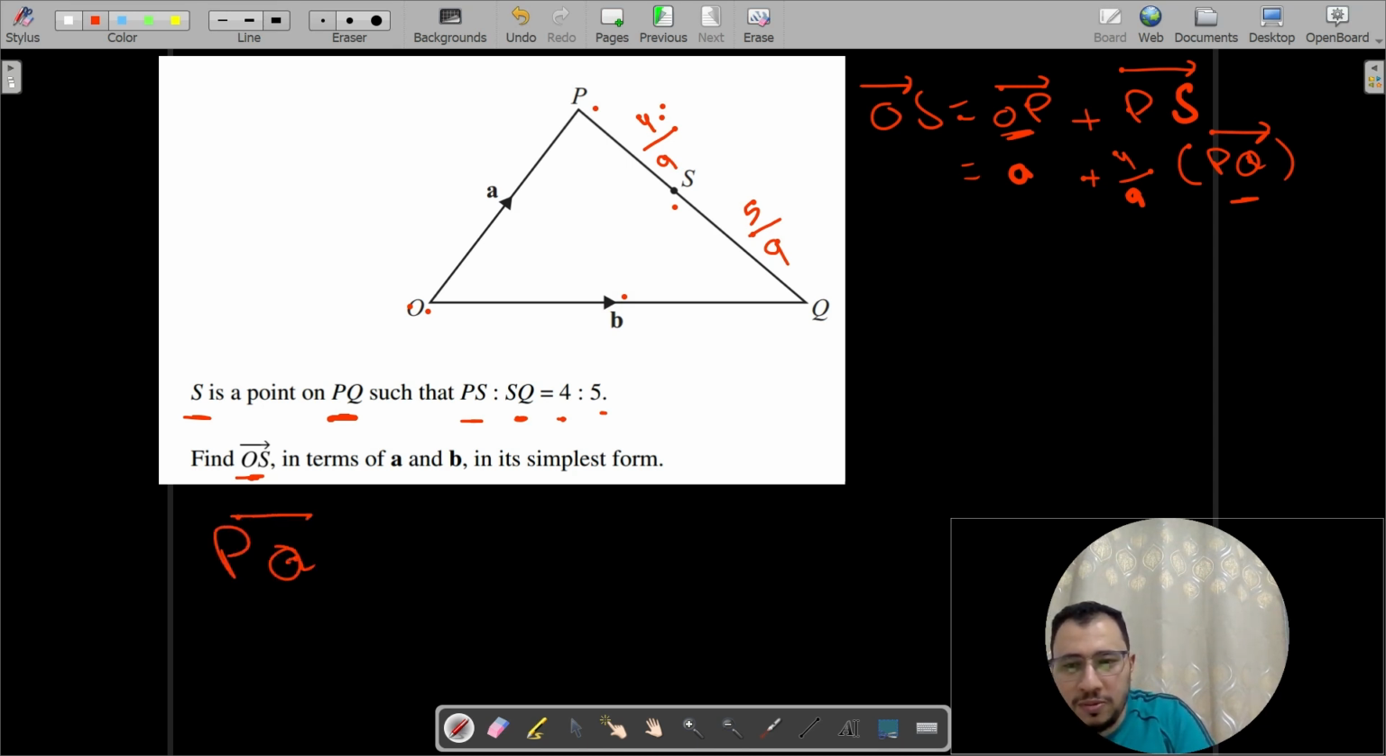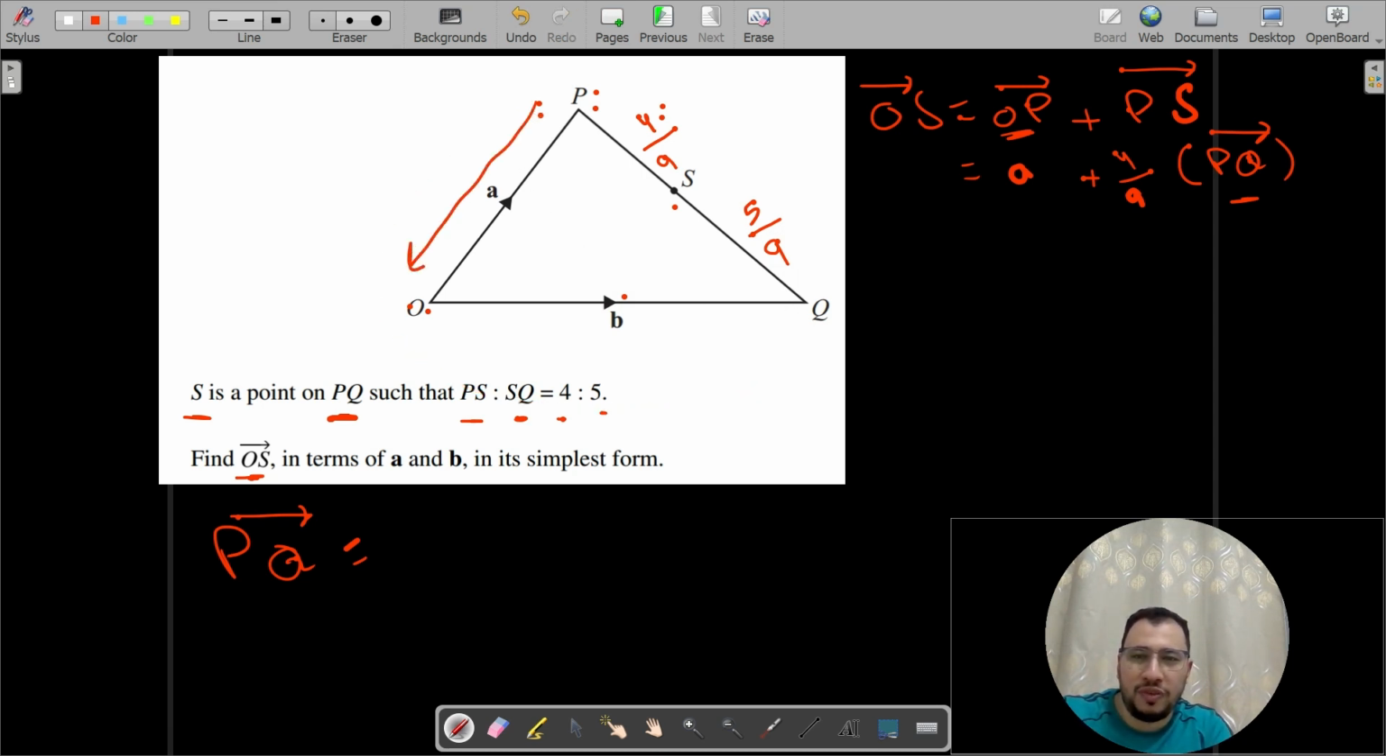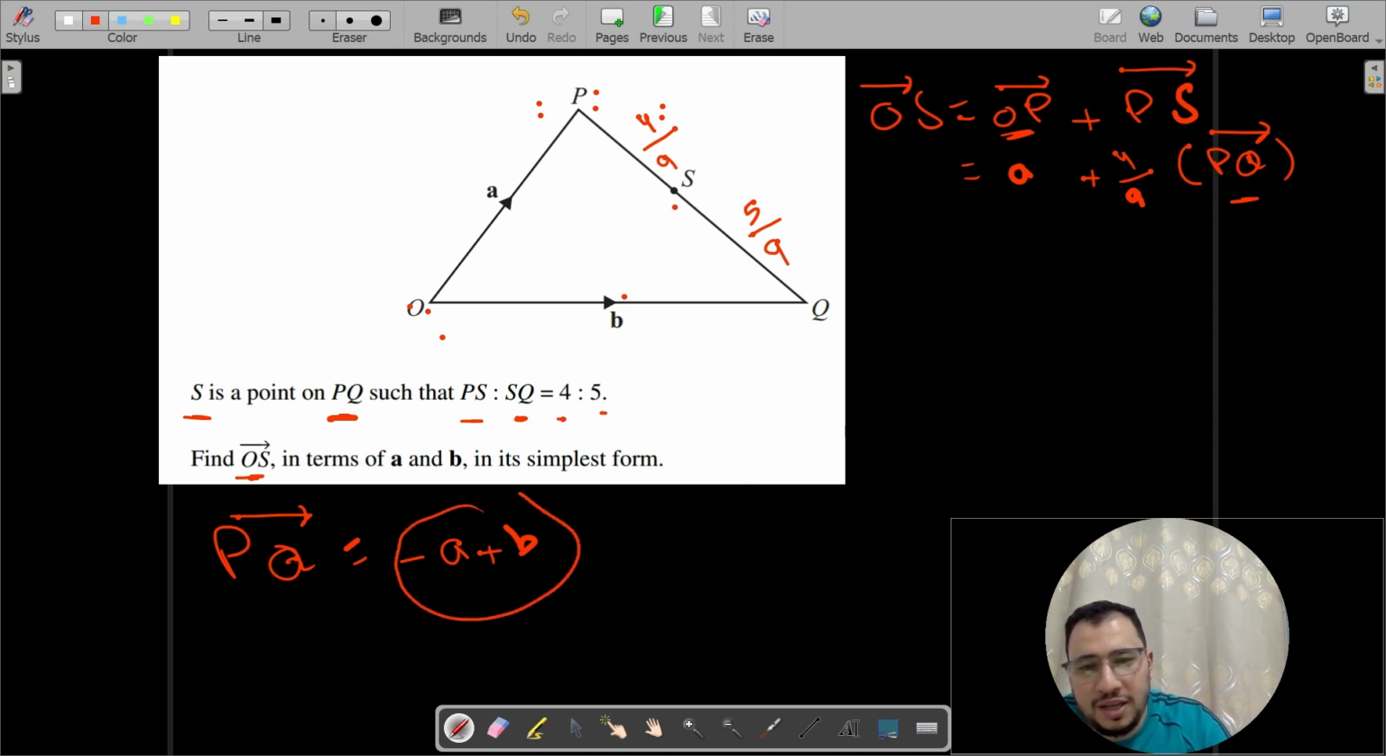PQ equals what? To go from P to Q, the direct way, it's not going to work with us. So we are going to turn around the shape. Here we are going to the opposite direction of A. So we will write negative A. And we are going with the same direction of B. That's why we are going to write here plus B. This is PQ. We will take this value here and substitute it over here.